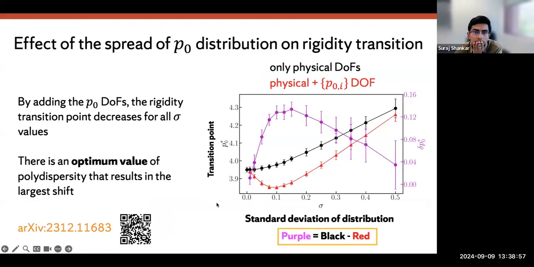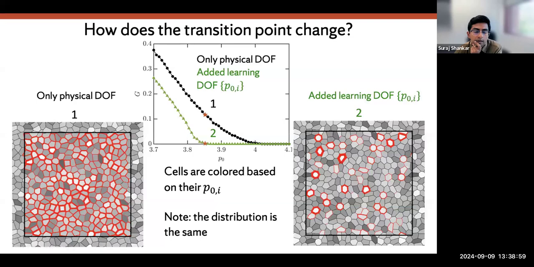Also, Sadjad, another question. Is this a common feature that when you have these learning degrees of freedom, the system sort of organizes itself or sort of minimizes until you hit the transition point? Is there a version of self-organized criticality that one should think of over here?